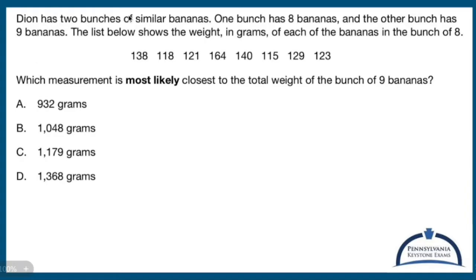Dion has two bunches of similar bananas. One bunch had 8 bananas, the other bunch has 9 bananas. The list below shows the weight in grams of each of the bananas in the bunch of 8. Which measurement is most likely closest to the total weight of the bunch of 9?